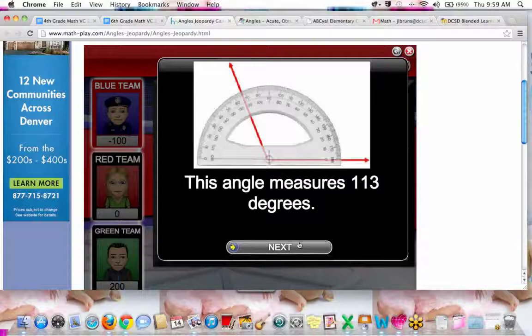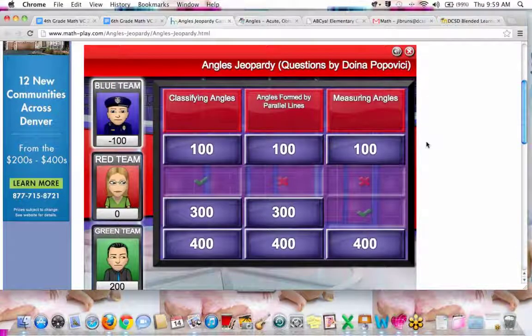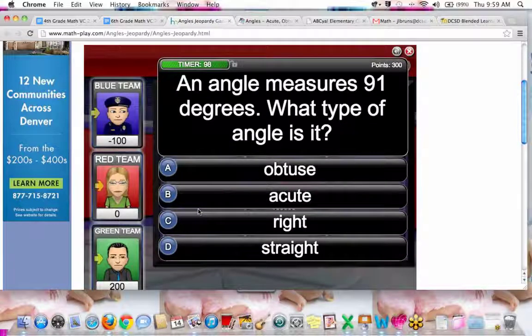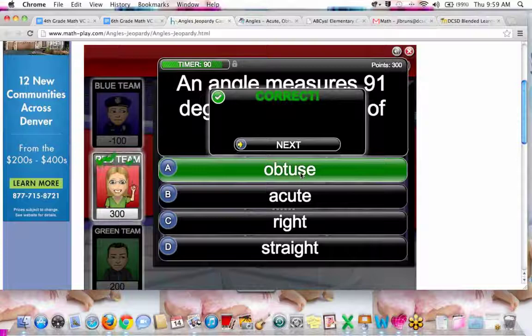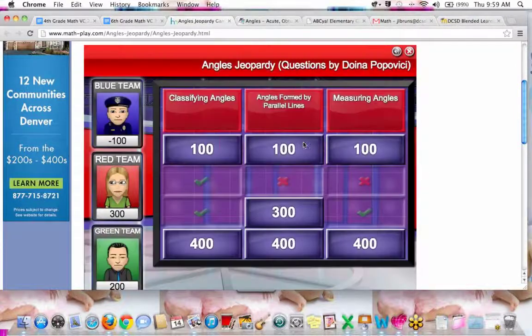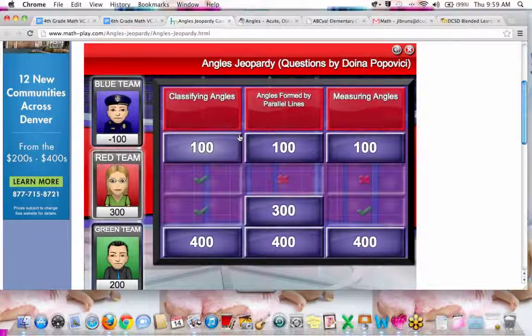All right, let's have Ashley choose a category. Classifying angles for 300. Okay. An angle measures 91 degrees. What type of angle is it? Okay, Ashley. Obtuse. That's correct. And that's kind of crazy because it's only slightly bigger than 90 degrees, but it's bigger than 90 degrees, so it's obtuse. Okay, choose another one for us, Ashley.